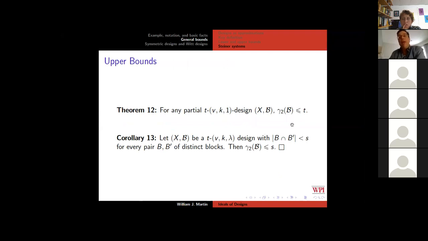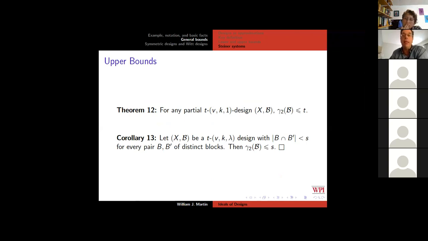In fact, we had that upper bound, gamma 2 at most t, and that was for lambda equal 1, but in fact, even if we just have the property that every t-set is in at most one block, then gamma 2 is still less than or equal to t. So that gives us an upper bound in terms of the block intersection numbers. So if every pair of blocks intersect in less than s points, then gamma 2 is at most s, because such a design is a partial S design, a partial Steiner system.